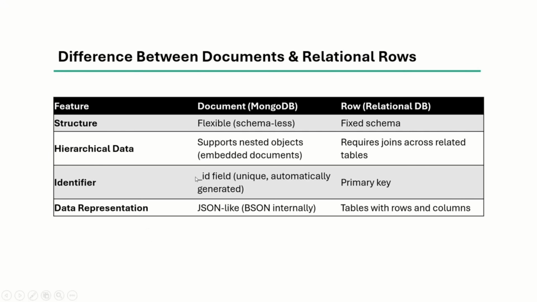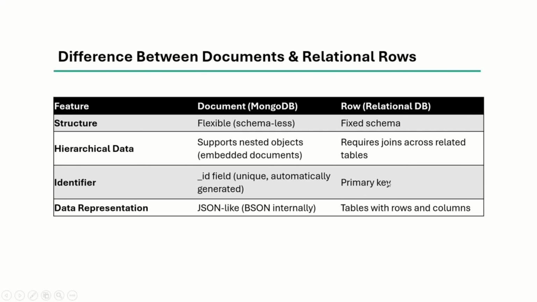Now, what is the difference between a document and a table row in a relational database? A document is flexible, it is schema-less, but table rows of a relational database have a fixed schema. Documents support nested objects, but in a relational database, this requires joins across related tables. In documents, we have this underscore ID field, which is unique and can be automatically generated if we don't explicitly specify it for a document. But this underscore ID is always going to be a unique field.